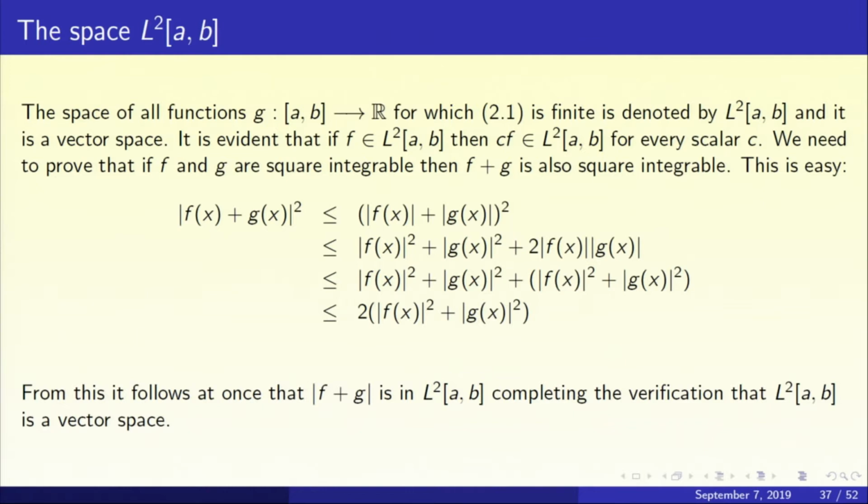Now what do we know? The integral of |f(x)| squared is finite, the integral of |g(x)| squared is finite. So the integral of |f(x)| squared plus |g(x)| squared is also finite, and twice a finite number is again finite. So the integral of |f(x) + g(x)| squared is finite. In other words, f plus g is in L2 of [a, b], and the verification that L2 of [a, b] is a vector space is thereby complete.